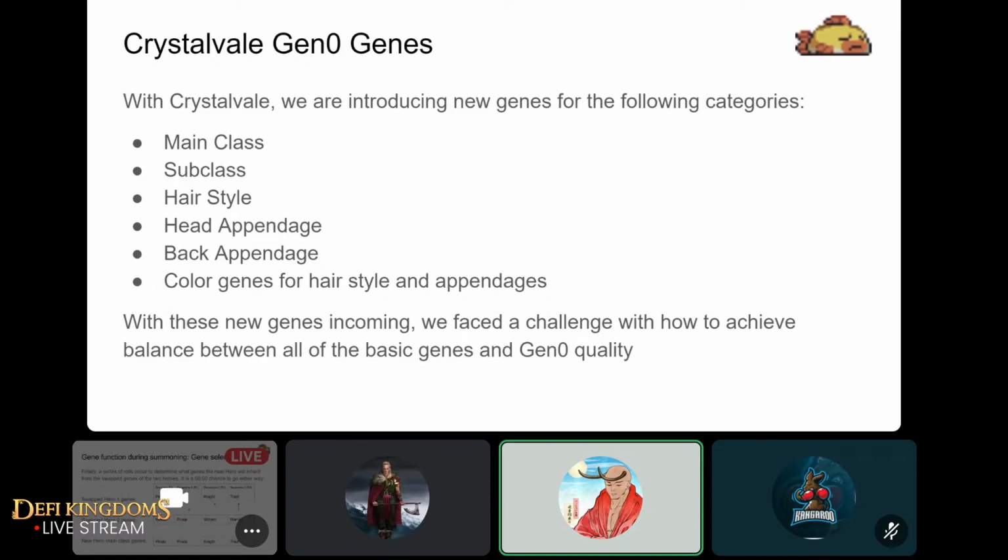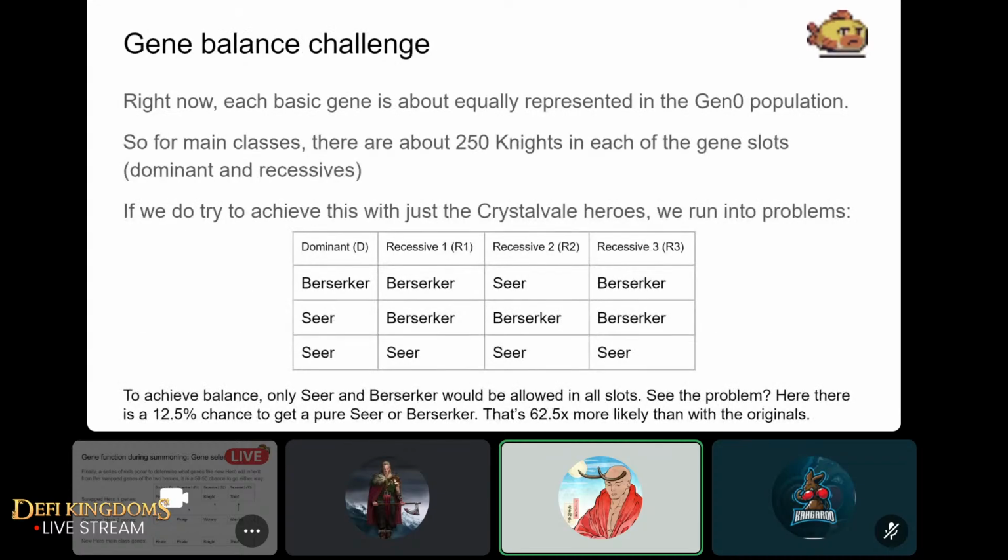But with these new genes, there is a challenge. With what we did with the original 8, we had 8 options that could be randomly rolled for every single gene slot. What came out of that is there was pretty much close to 250 of every option of gene out there among the pool. So you have about 250 Knights in the dominant slot of the main class, 250 Knights in the recessive R1 slot of the genes, and this is within the Gen 0 pool of genes. It was randomly generated, so it's not exactly 250, but on average around 250. And if we were to try to accomplish that just with the new Gen 0s in Crystal Veil, we only have 2 options available to us rather than 8.